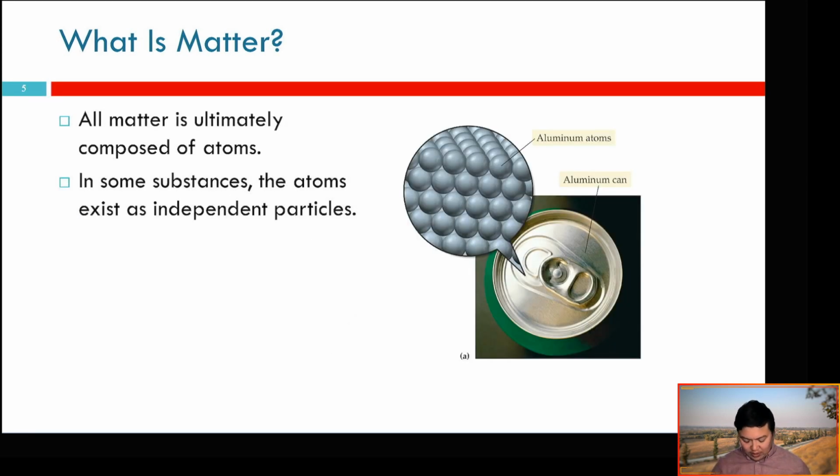So here's a cartoon of an aluminum can. All matter is ultimately composed of atoms. In some substances, the atoms exist as independent particles. In an aluminum can, however, they are all closely packed together. You can think of them like marbles. In something like water, however, the atoms are floating around. They're able to move around each other. In air, they're even more spread apart, and we'll talk about that too.